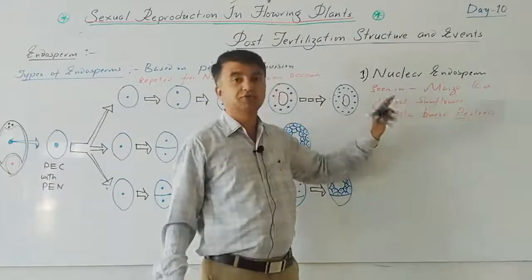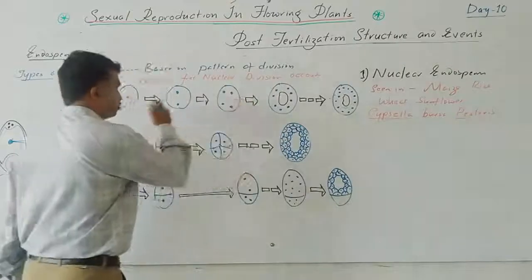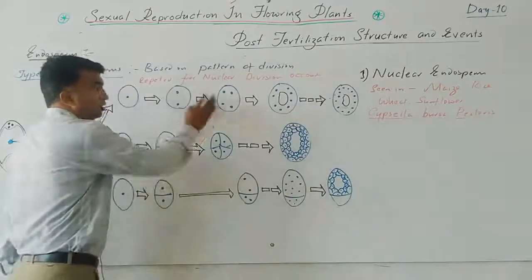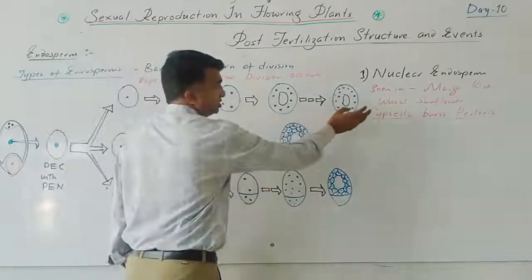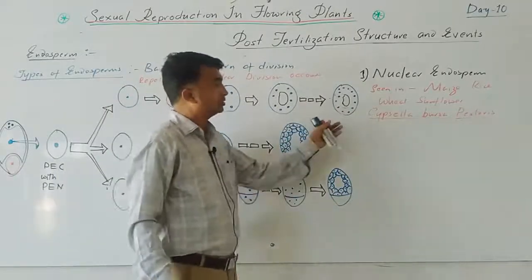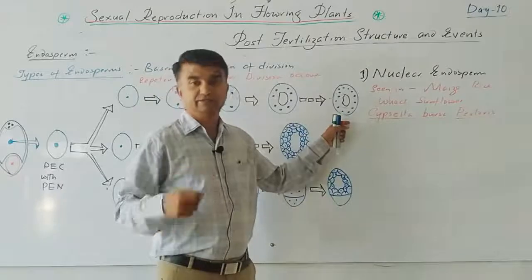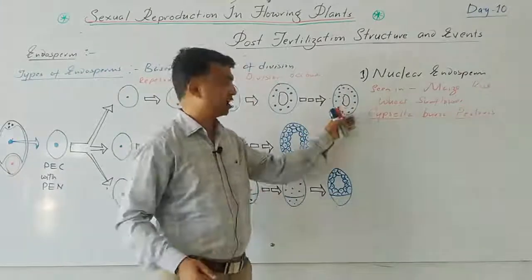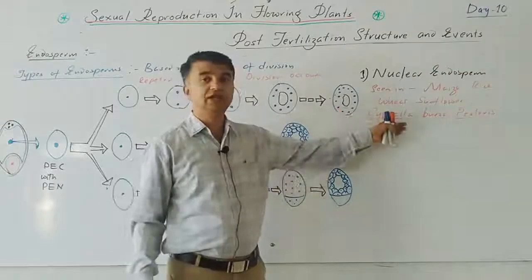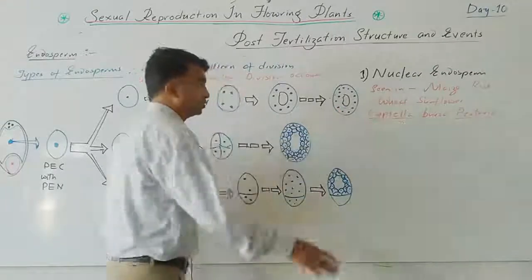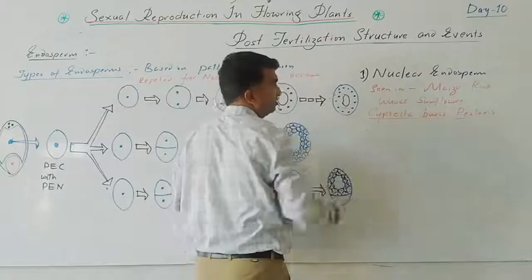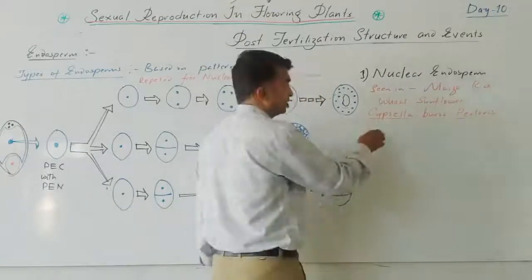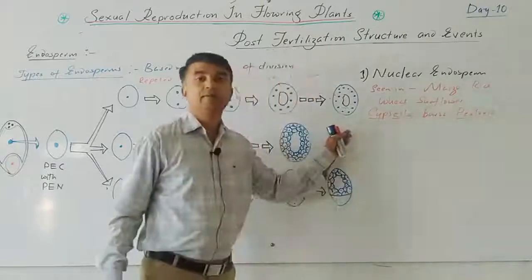So in nuclear endosperm, the primary endosperm nucleus undergoes repeated mitotic division, but cell wall formation does not happen anywhere. Later on, after free nuclear division, a cell wall is laid around every nucleus, so gradually it turns into a different form. Initially it is a nuclear endosperm. It is seen in rice, wheat, maize, sunflower, even shepherd's purse, that is Capsella bursa-pastoris.